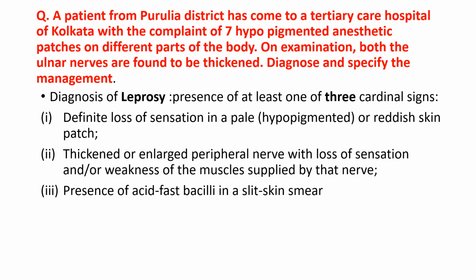So when you see this statement, there are several important areas of focus. Firstly, where is the patient coming from? What is the main clinical presentation? What are the findings on examination? So here we get three important pieces of information. One, the patient is coming from Purulia. Second, the complaint is of 7 hypopigmented anesthetic patches. And the examination finding: both the ulnar nerves are found to be thickened.